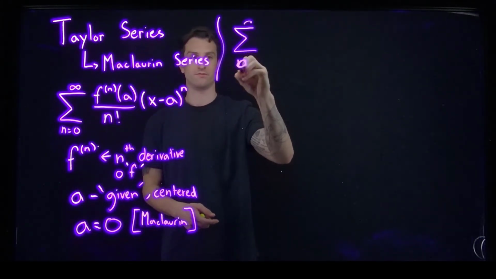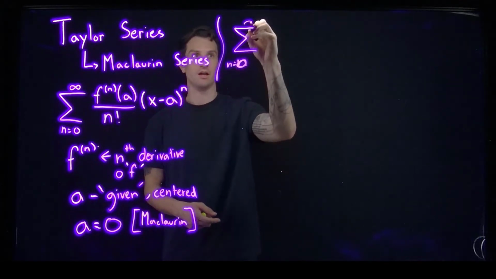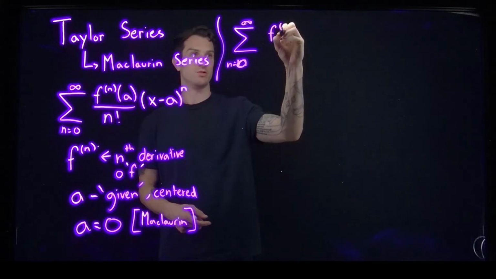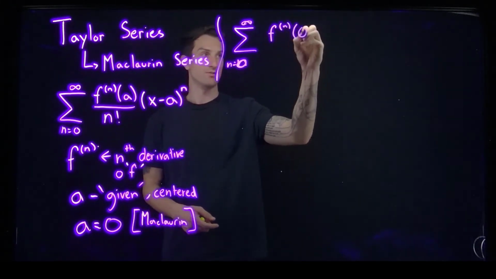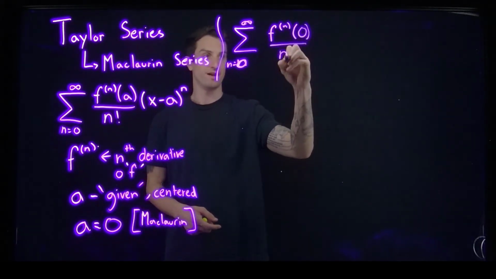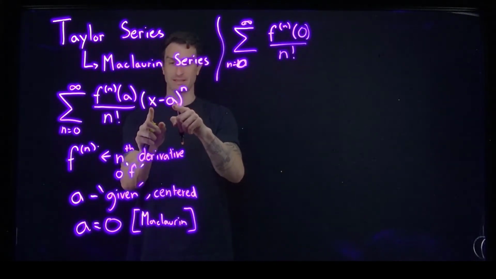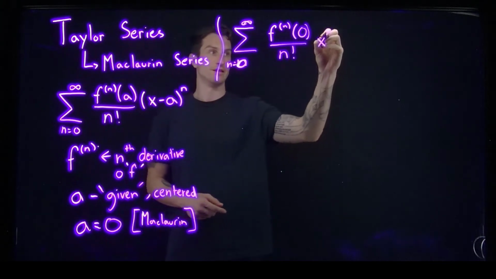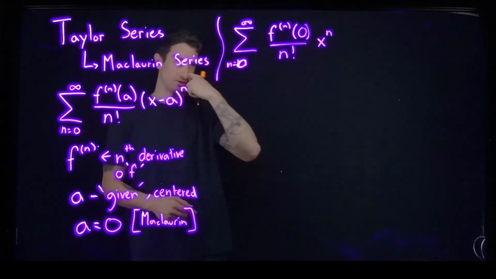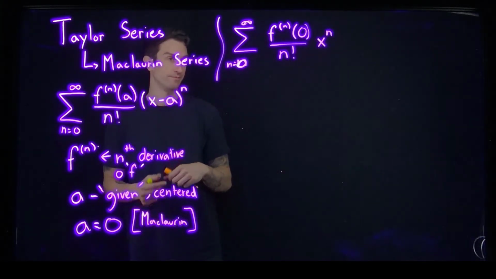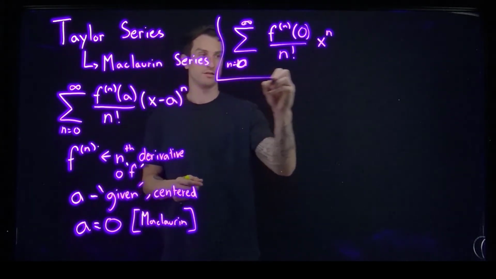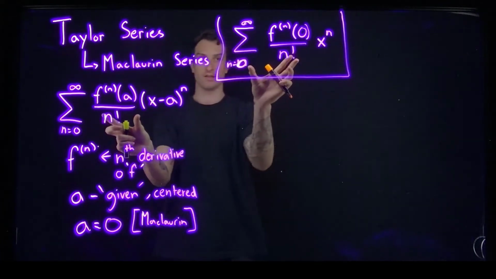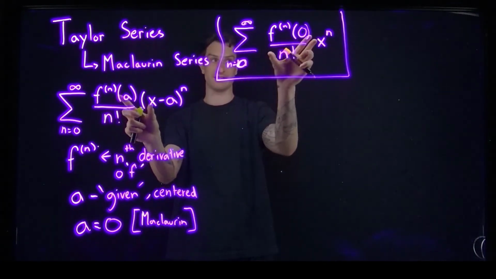So Maclaurin series just looks as such. This is the sum, n equals 0 to infinity, of the nth derivative of f evaluated at 0 over n factorial. And then if I plug in a 0 here, this simplifies to x to the n. So it actually looks nicer. Okay, I'll box this in. So this is Maclaurin. But again, they're exactly the same. The only difference is I've just plugged in a 0 for a.